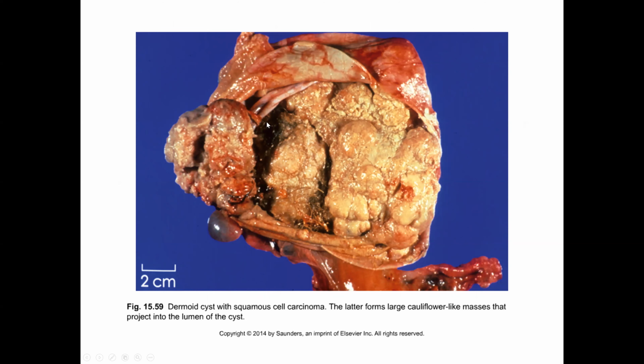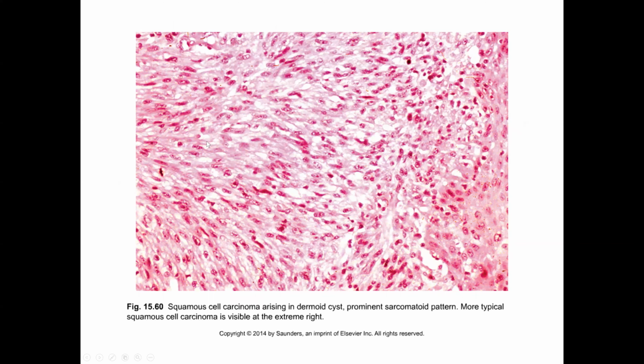Here we see the spongy exophytic squamous carcinoma, which is the most frequent type that we see, arising in a cystic teratoma with hair and other benign elements associated with it. We can see here it was a somewhat spindle-shaped squamous carcinoma with some transition here with this sarcomatous component.